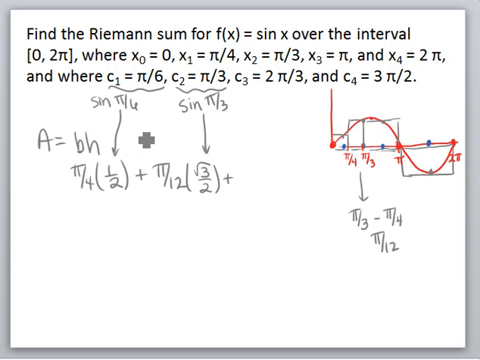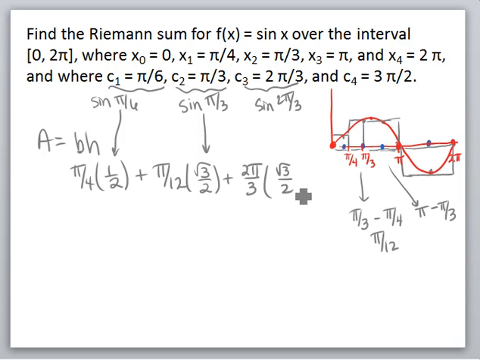Plus, I just figured out this part, the sine of pi over 3. Then the next thing I want to do is find how much this base is. So I take pi minus pi over 3, and the distance between them would be 2 pi over 3. So the base length is 2 pi over 3, and the height of this is the sine of 2 pi over 3, which is also square root of 3 over 2.